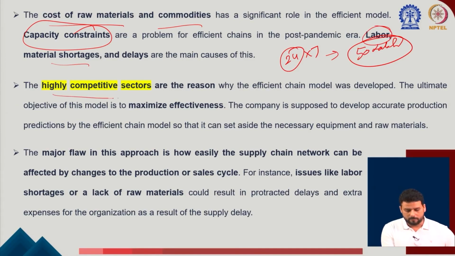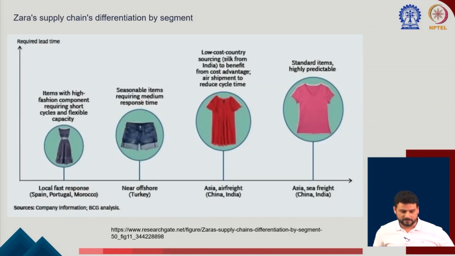So highly competitive sectors are where almost all products are similar, with similar features you are providing. So it becomes very, very important that you provide efficiently with the minimum cost. That can become your one USP: with the minimum cost you are providing the products to the customer. So Zara, this is the best example, is suiting for different cases.